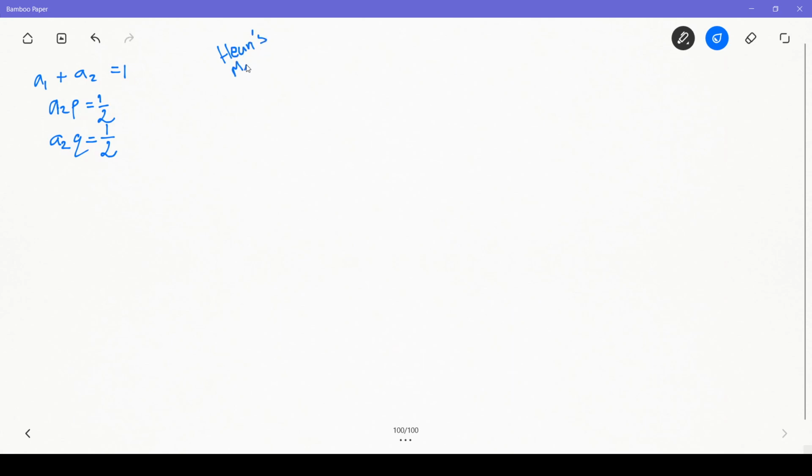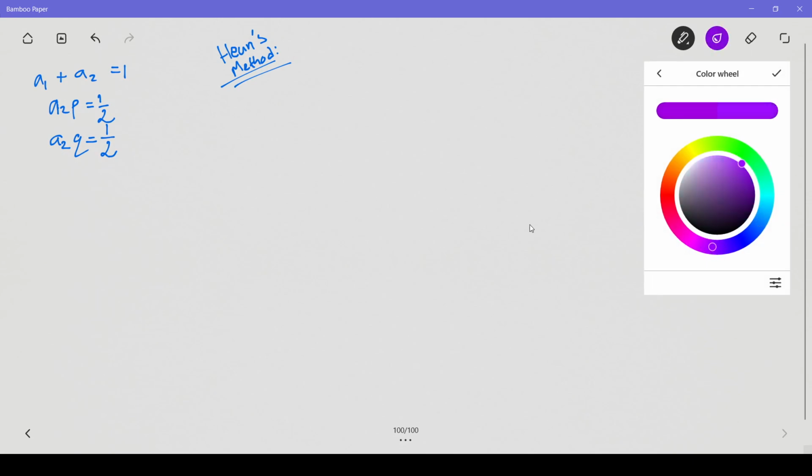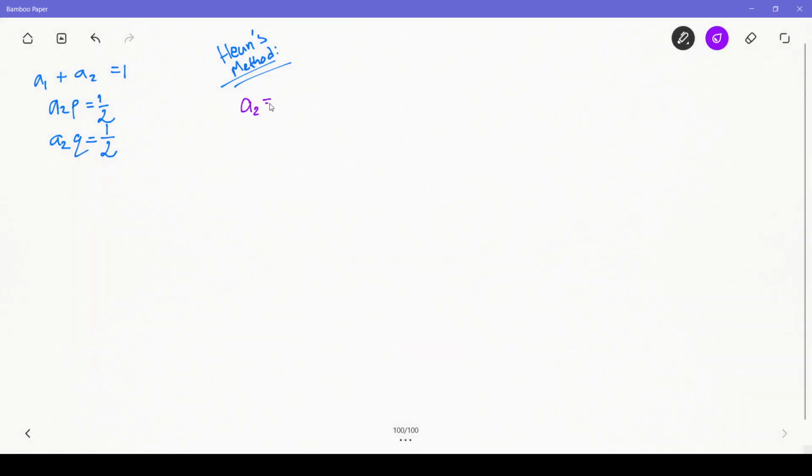So in Heun's method, we considered the value of A2 to be half. The value of A2 is half for Heun's method. Now that we have assumed the value of A2 to be half according to Heun's method, we can say the value of A1 is 1 minus A2, and 1 minus A2 is of course half because the value of A2 is half. So we say that the value of A1 is half, because 1 minus half is half.